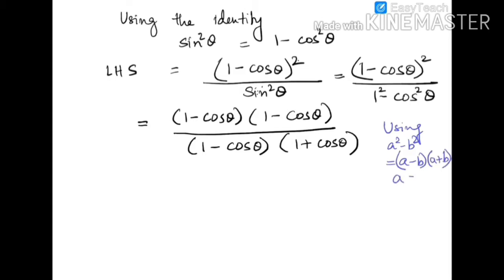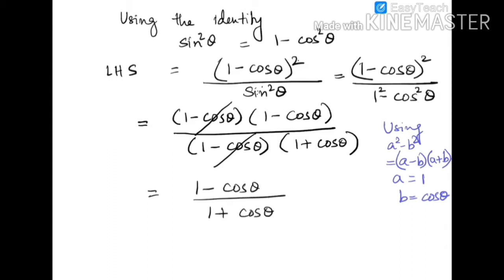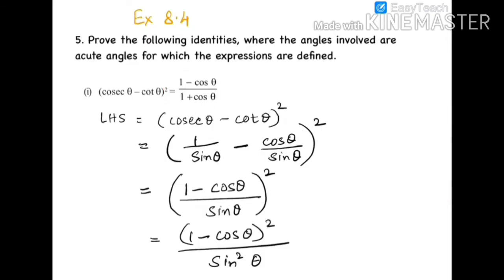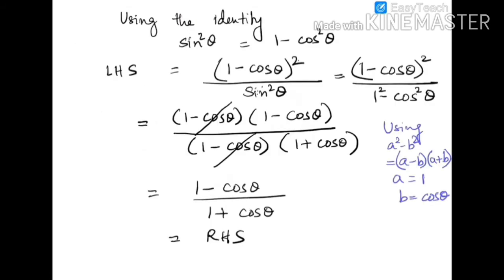And what is a in this expression? It is 1 and b is equal to cos theta. So now we can see that these two brackets are same, so we can cancel them and we get 1 minus cos theta divided by 1 plus cos theta. Is that what you need on the right hand side? Yes. So once you show left hand side equal to right hand side, the identity is proved.